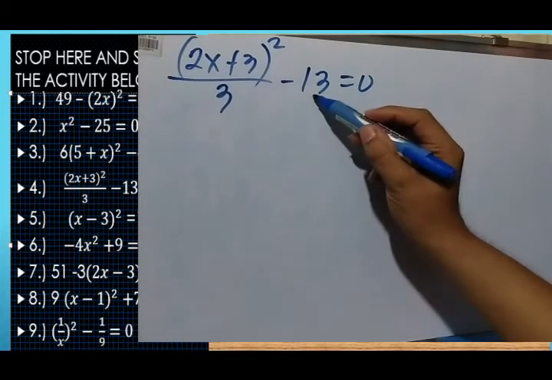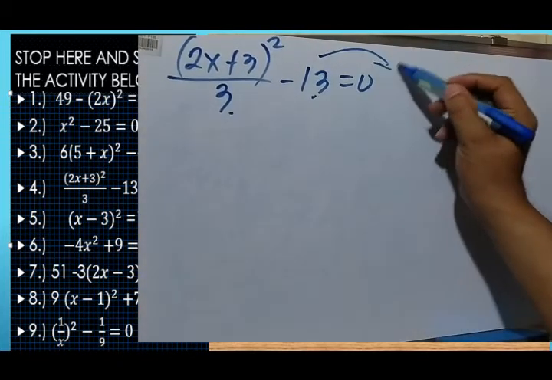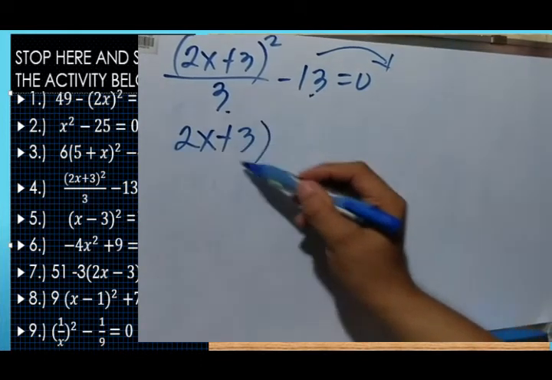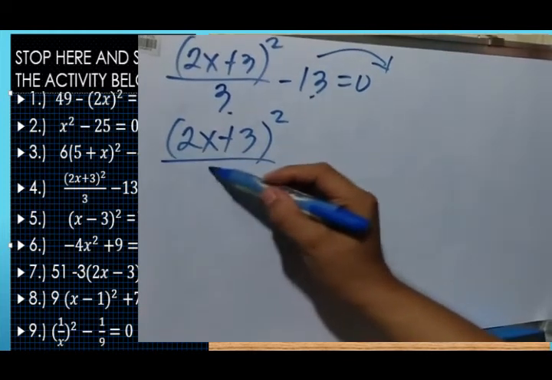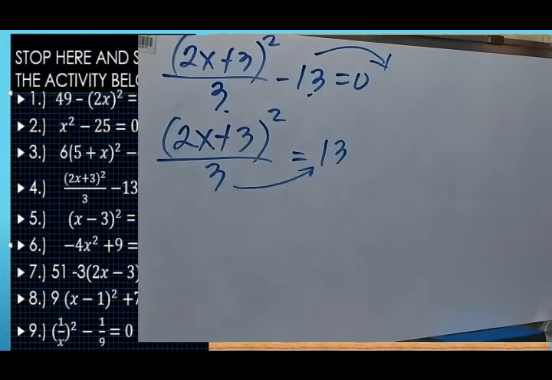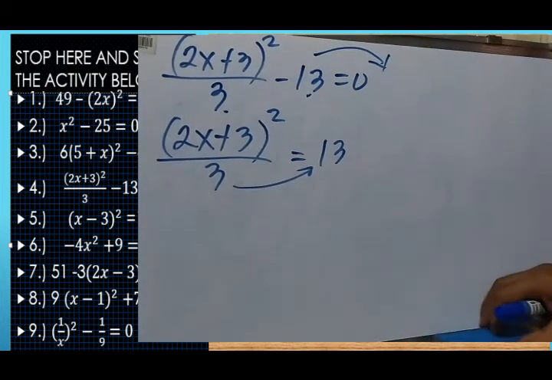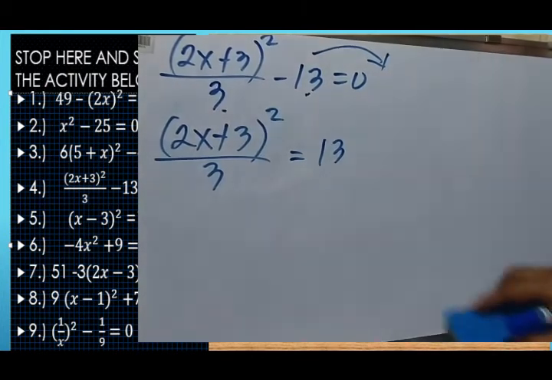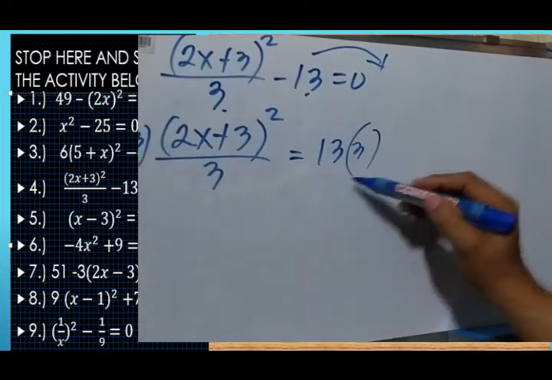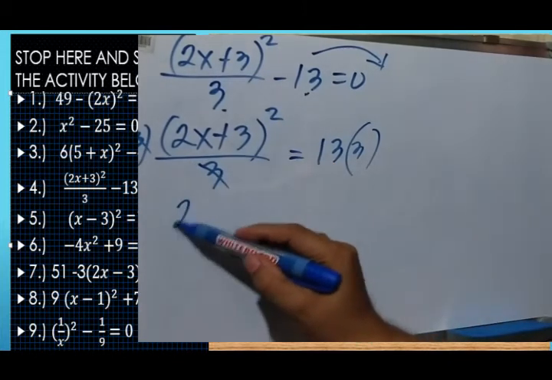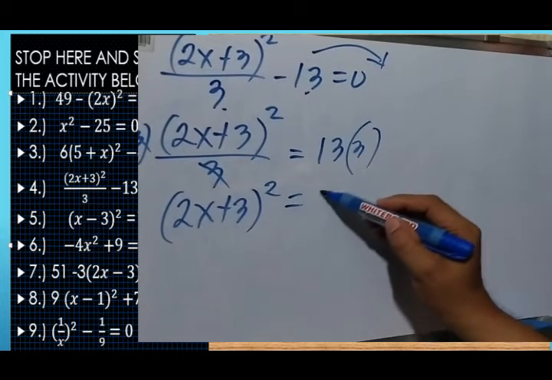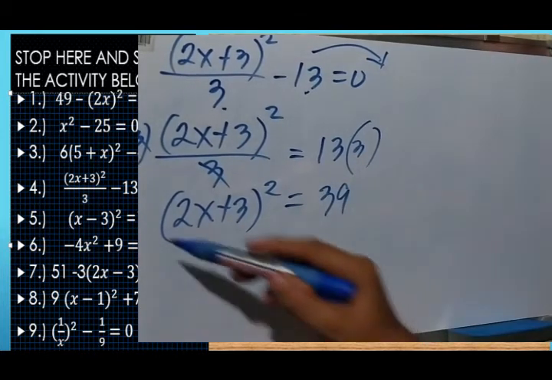Okay, next we have the square of the quantity 2x plus 3 over 3 minus 13 is equal to 0. Transpose negative 13 to the other side. We now have the square of the quantity 2x plus 3 over 3 is equal to 13. Multiply 3 on both sides of the equation. So when we multiply 3 on both sides of the equation, we cancel 3. So we now have the square of the quantity 2x plus 3 is equal to 39.